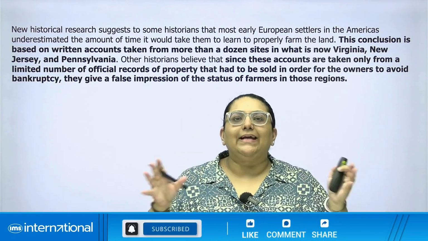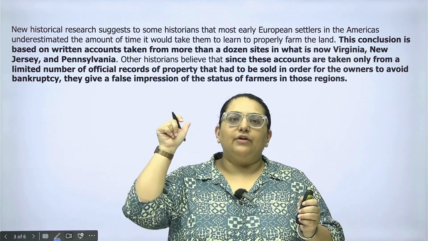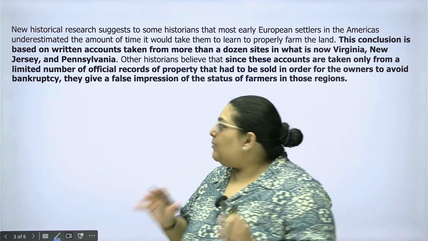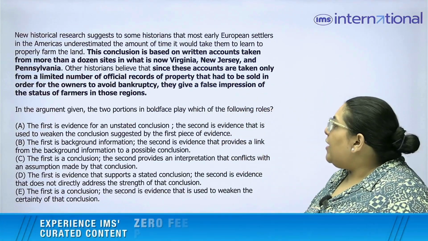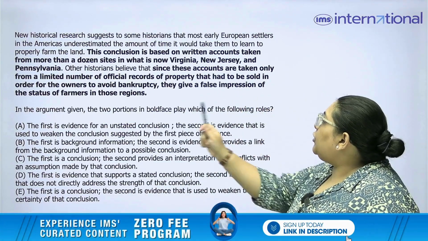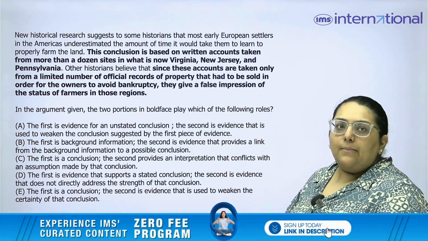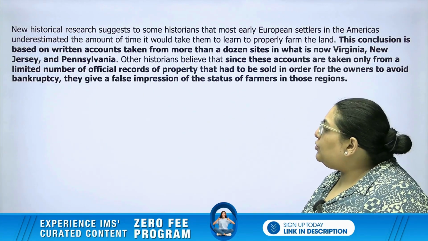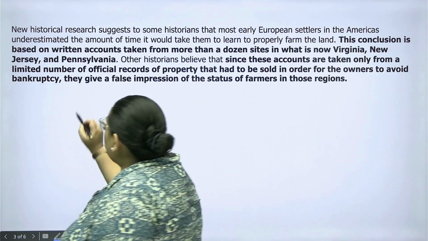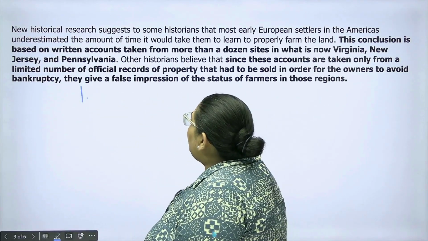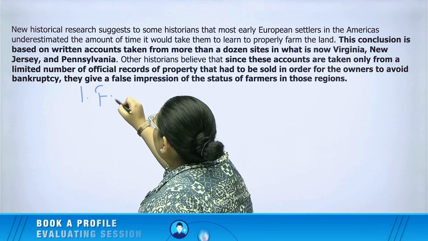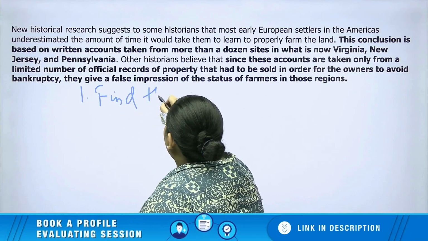So let's quickly recap that first before we dive into the argument. In a boldface question, what do we have to do? As the question stem suggests, we have to find the role of the two portions which are given in bold. In order to do that successfully, there are certain steps which I would like to tell you. For the first step, what do we have to do? We have to concentrate and find the main conclusion.